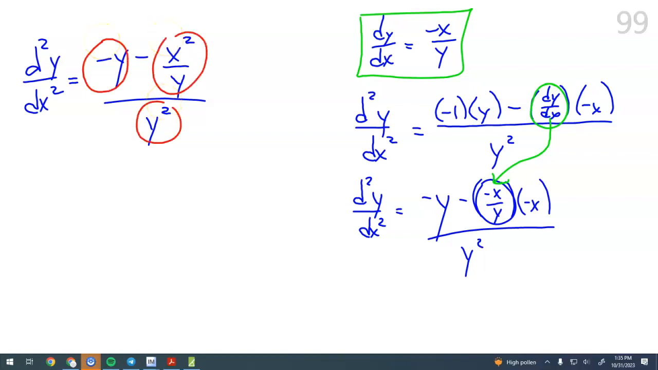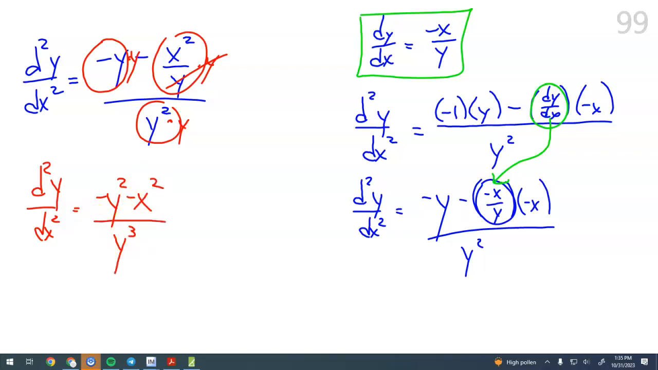To get rid of the fraction in that term, what do I have to multiply by? Y. But since we're fair people, we're going to multiply all the other terms by y also. Multiply that by y and then cancel. Multiply that by y, multiply that by y. So now I get negative y squared minus x squared over y to the third. How's that? So then the multiple choice answer on the AP test would say that.